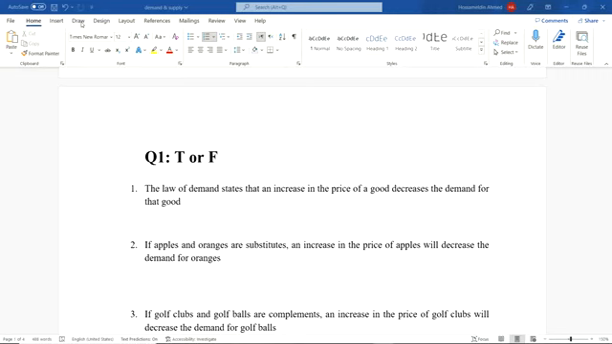First question is true or false question. Number one, it says the law of demand stated that an increase in the price of good decreases the demand for that good. It says if the price of the good increases, this decreases the demand. This is wrong. Why wrong? Simply, price affects the quantity, it never affects the demand as a whole.